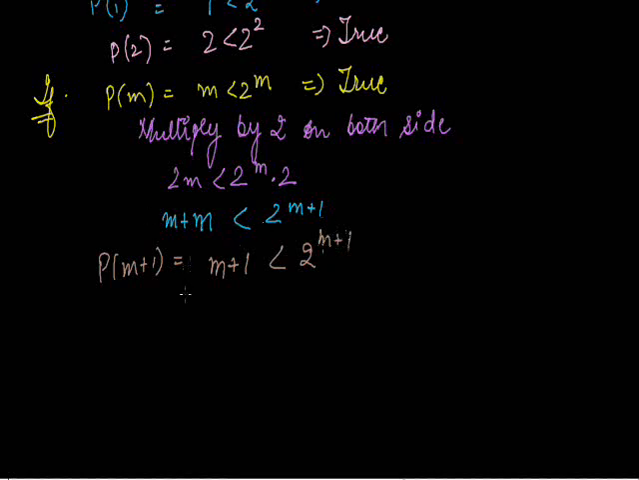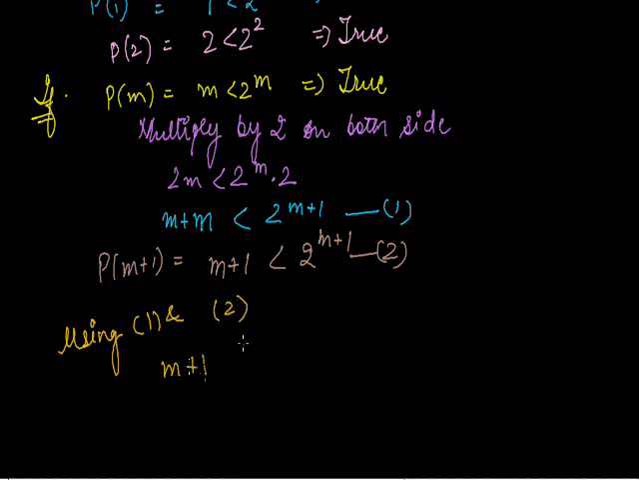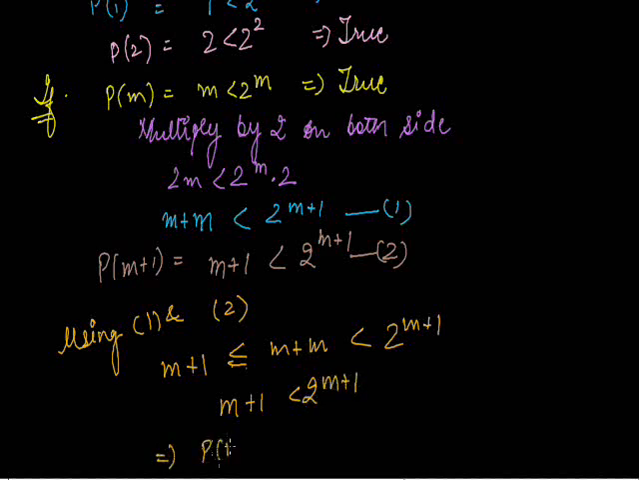Now using first and second, we can say that m plus 1 would be either less than or equal to m plus m, and we know that m plus m is less than 2 power m plus 1. So over here we can say that m plus 1 is less than 2 power m plus 1. So we have proved that P of m plus 1 is also true.